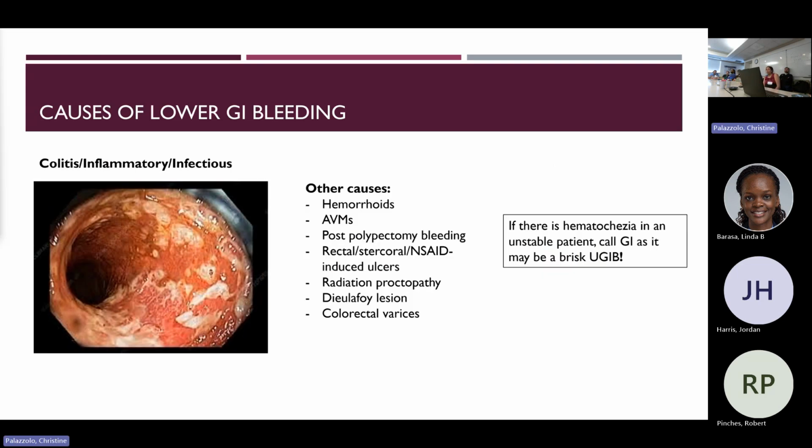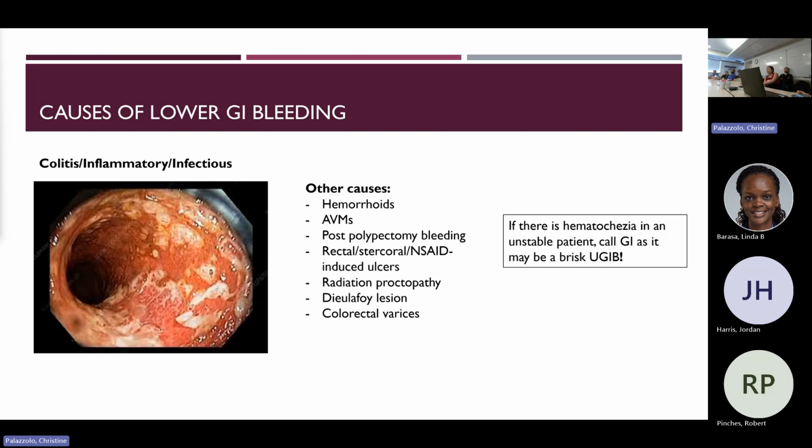And then kind of your general colitis, inflammatory, ulcerative colitis, Crohn's disease, infectious. And then I just listed some other causes, hemorrhoids, AVMs again. Post-polypectomy bleeds is a big one too. Patients typically would present in their first week, but they can present several weeks after, kind of depending on how big that polyp was, if they're on blood thinners, things like that. Don't forget NSAID-induced ulcers. You can also get colitis, like stercoral colitis, just from being so constipated and backed up. It's not as common, but it's definitely anything that's going to irritate or inflame the colon.